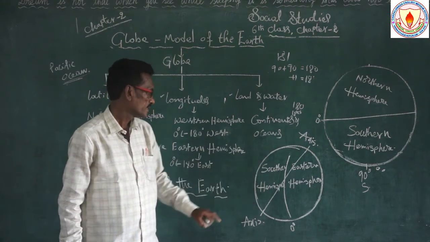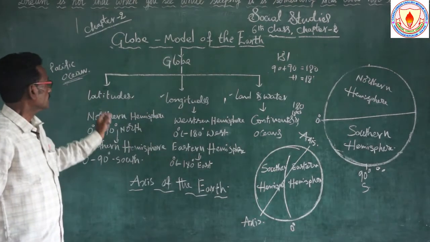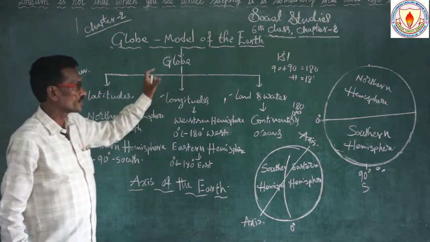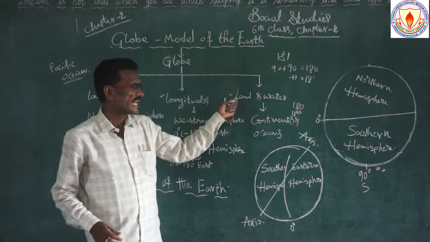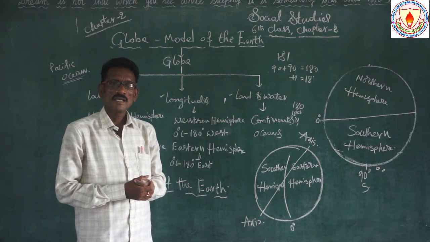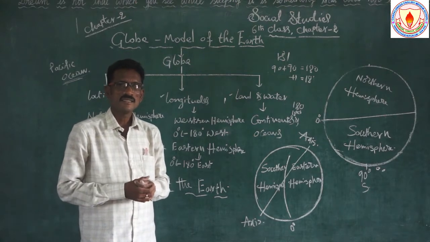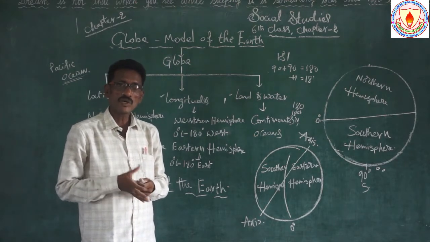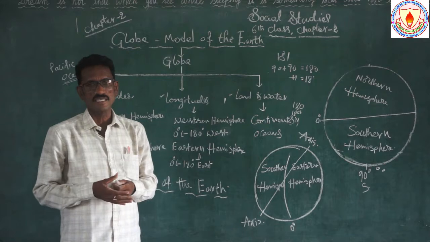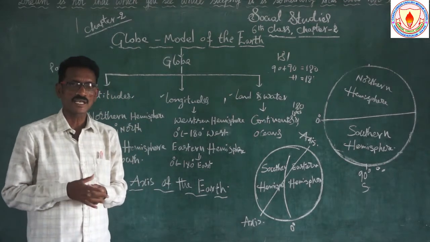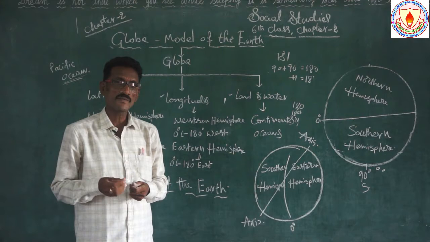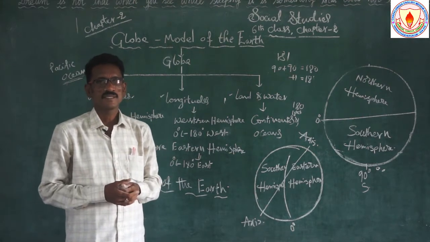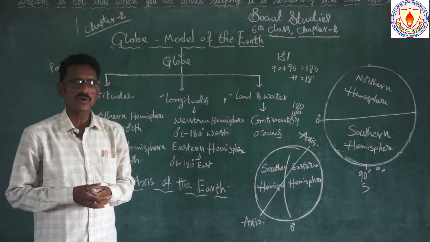So here, latitudes and longitudes, and next, land and water. See land, in the beginning we are learning land masses. There are 7 continents. In the 4th or 5th class you learned about the 7 continents, and we know very well how many continents there are.